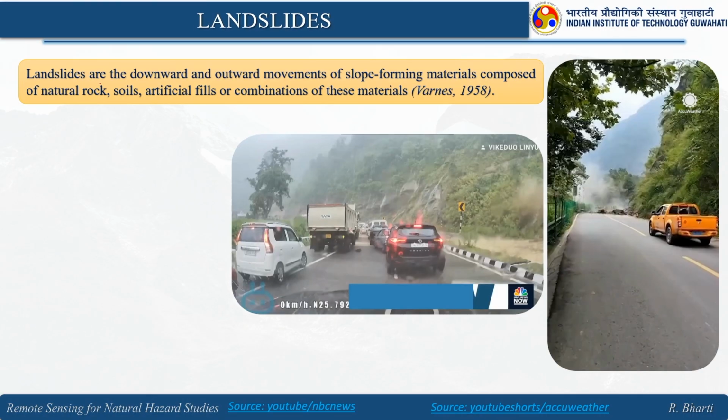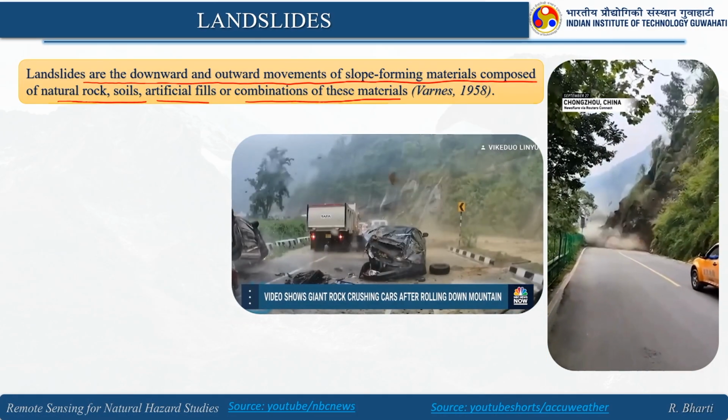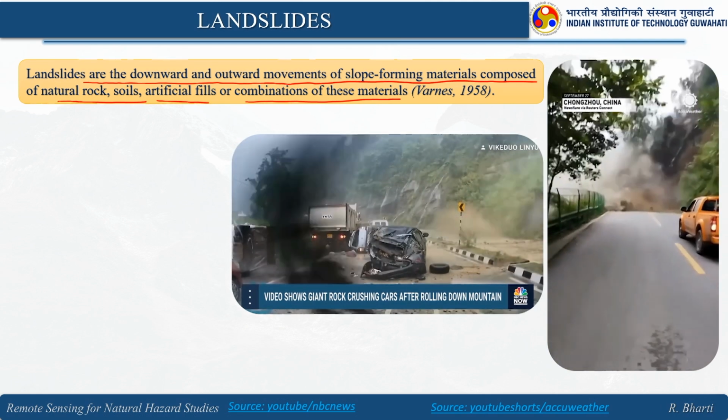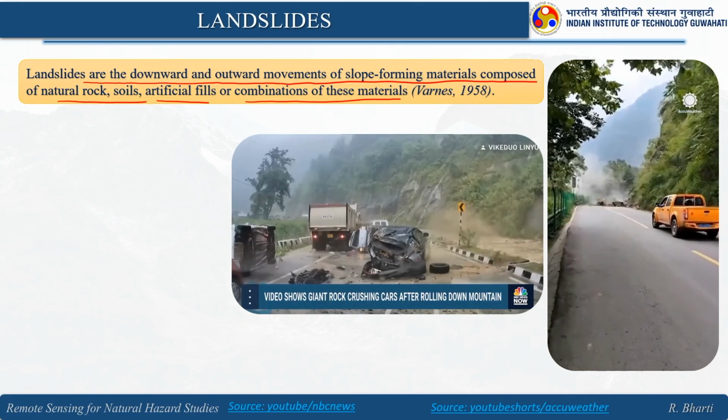Before we continue, let us quickly have a look at whatever we have covered in the last lecture so that you will be comfortable while continuing this particular topic. So when we talk about the landslide, landslides are the downward and outward movements of slope forming material composed of natural rock, soil, artificial fills or combinations of these materials, right. So you have seen these videos where you can easily see the impact of landslide and the scale of landslide. So landslide can be of a smaller scale, it can be of larger scale, right.